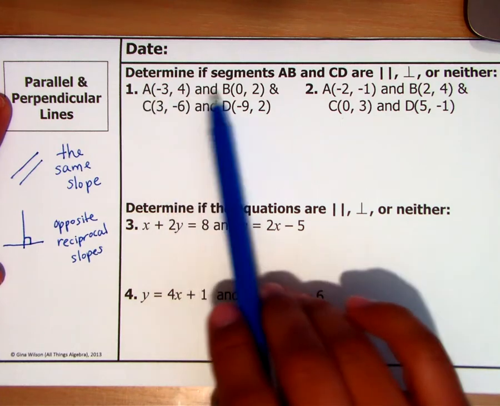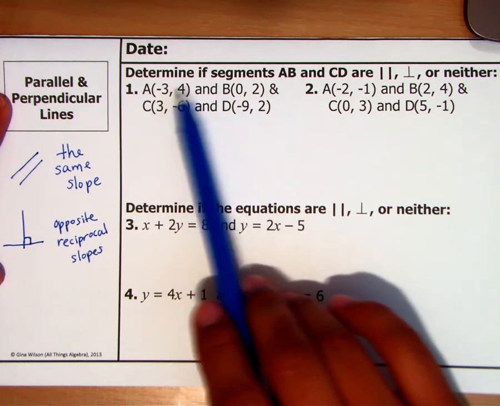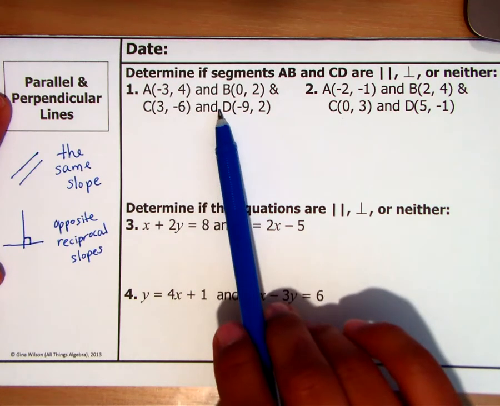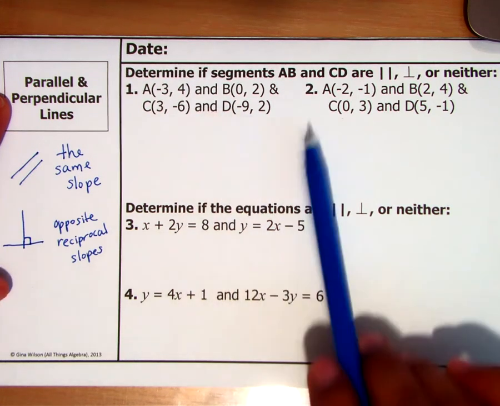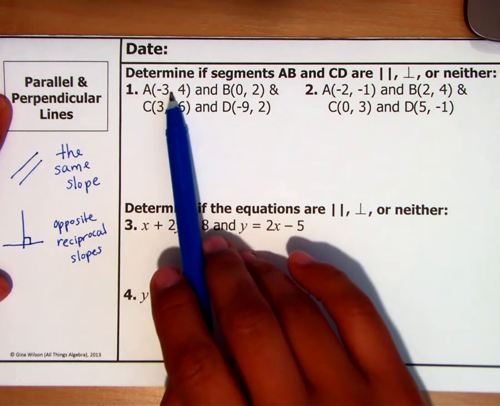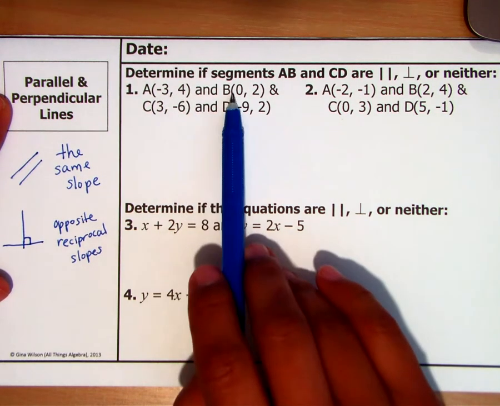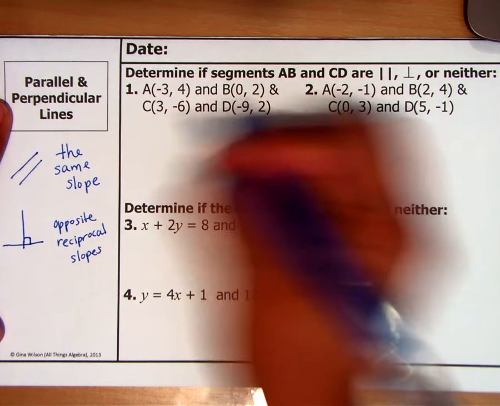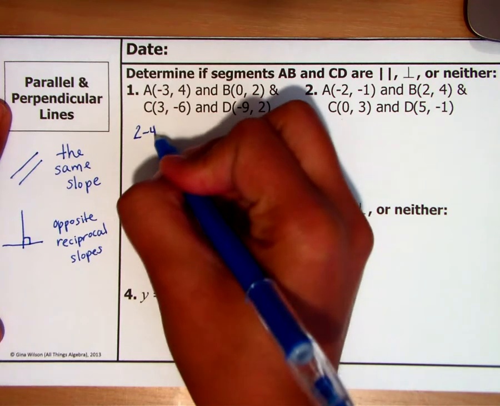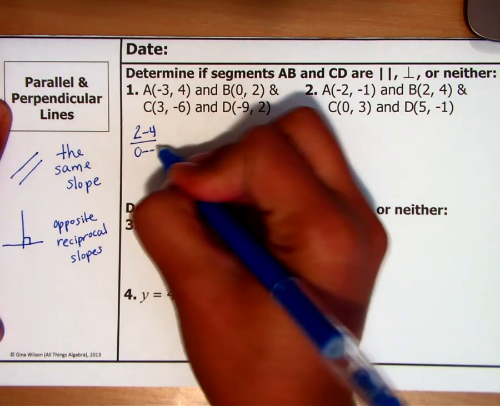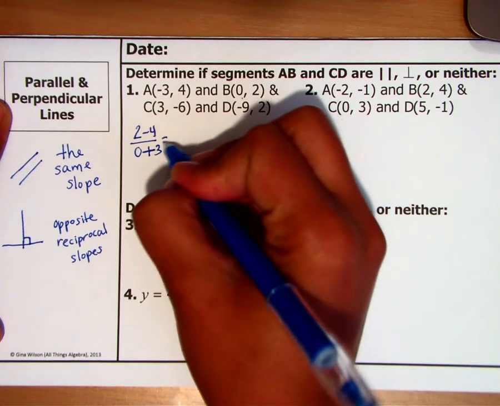So from A to B, these 2 points, we need to find the slope. Then from CD, we need to find the slope, and then we'll be able to tell if they're parallel, perpendicular, or neither. So how can we find the slope of 2 points? Using our formula, y2 minus y1, and so forth. So I'm going to have 2 minus 4 divided by 0 minus negative 3. So I'm going to put a plus.